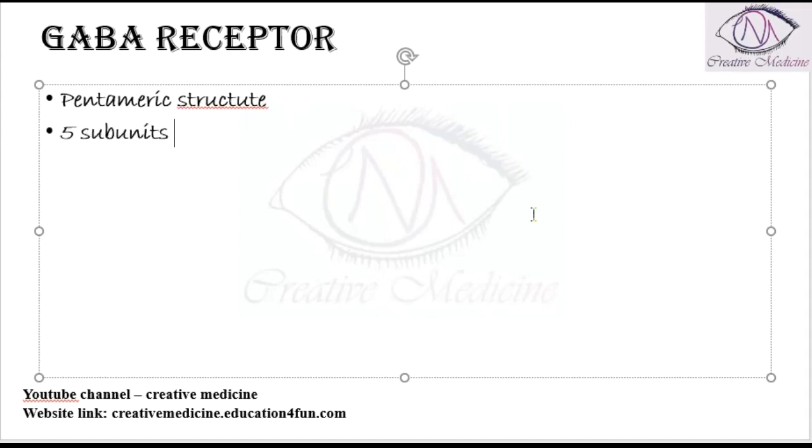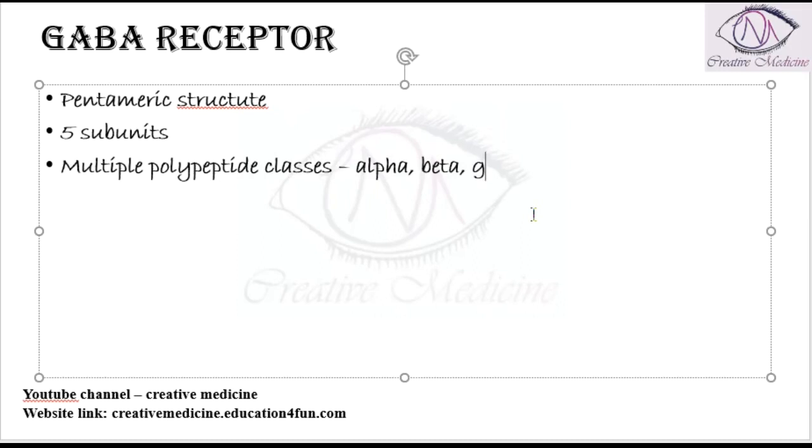So we have 5 subunits of GABA receptors, each with 4 membrane spanning domains. These membrane spanning domains are selected from multiple polypeptide classes, like the alpha class, beta class, gamma class, theta class, eta class, pi class, and rho class.